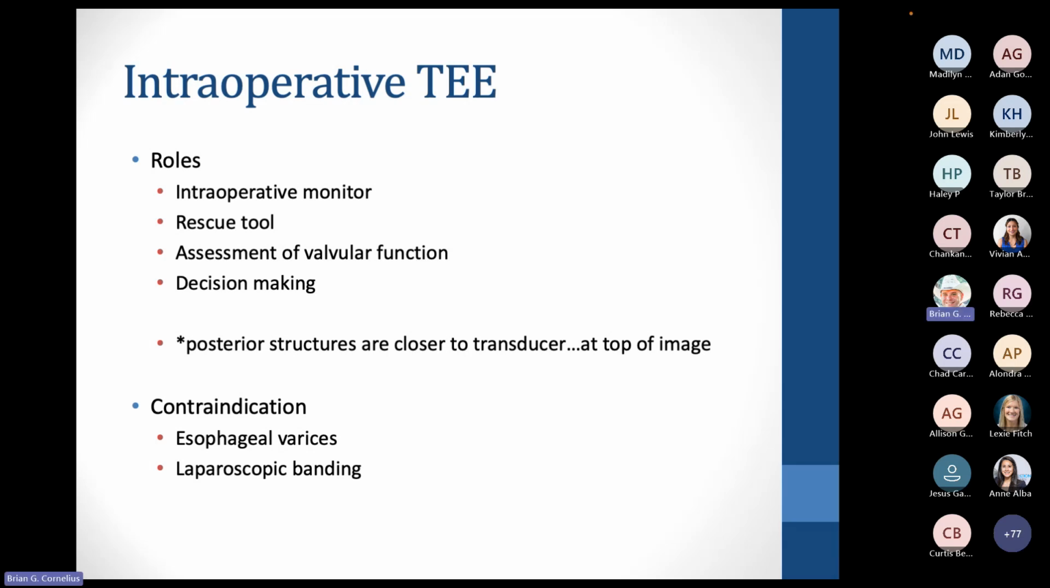What we're using now for the most part is intraoperative TEE. We can use it not only as a monitoring device as far as valvular function and de-airing of the patient, but also as a rescue tool to determine whether we're dealing with valvular issues, volume status, lots of those things. The problem we run into, and there's very few of them, is that a lot of those patients tend to be a little bit older, and as a result, they may have had some esophageal procedures done. So you may find that you can't use the TEE because of esophageal varices, or sometimes laparoscopic banding of the esophagus.